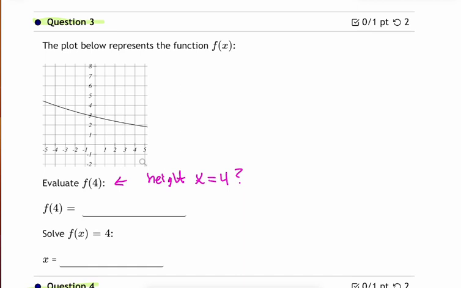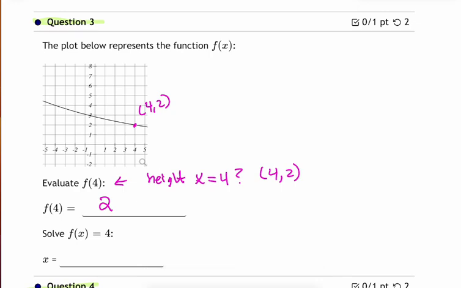So if you go to an x value of 4 and you go up and look on the graph, since that's the point 4, 2, the answer is 2. When x is 4, my height is at 2.